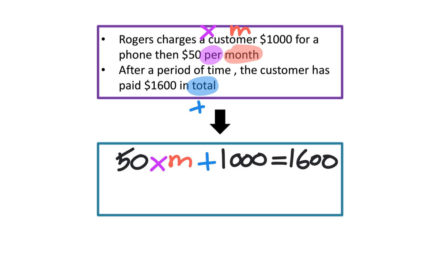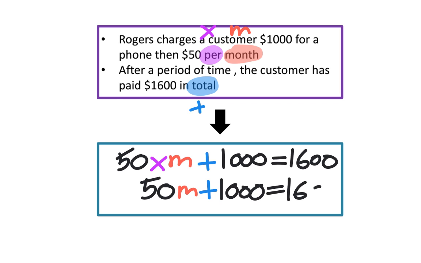Let's clean this equation up. We don't need this multiplication sign, so I can rewrite this as 50m plus 1,000 is equal to 1,600. Again, if you have a number and a variable side by side, there's actually a hidden multiplication sign between them.